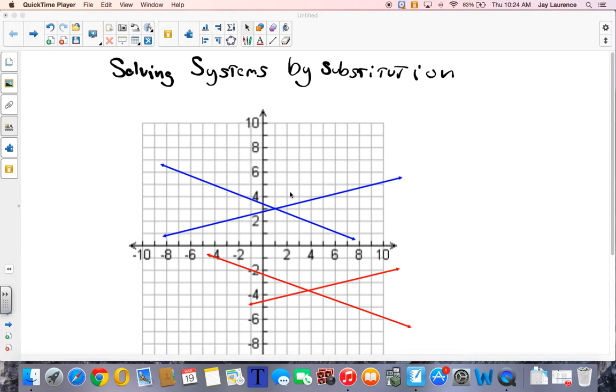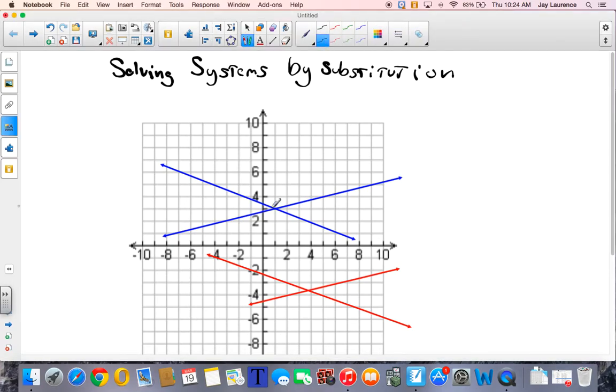Now, I've got two systems of linear equations on here. One is done in blue and one is done in red. I'm not actually giving the equations, but remember, when we solve systems, we tend to find the points. We tended to do problems where the two lines intersected at one point. So the solution to this system of linear equations would be the point (1, 3).